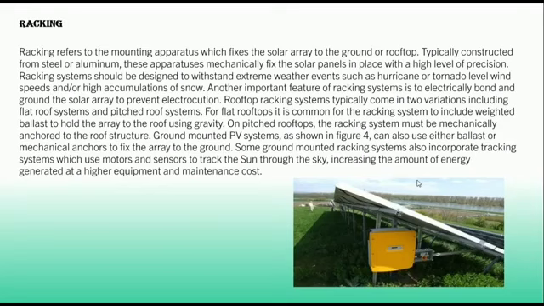On flat rooftops it is common for the racking system to include weighted ballast to hold the array to the roof using gravity. On pitched rooftops, the racking system must be mechanically anchored to the roof structure. Ground mounted PV systems, as shown in the figure, can also use ballast or mechanical anchors to fix the array to the ground. Some ground mounted systems also incorporate tracking systems which use motors and sensors to track the sun through the sky, increasing the amount of energy generated at a higher equipment and maintenance cost.